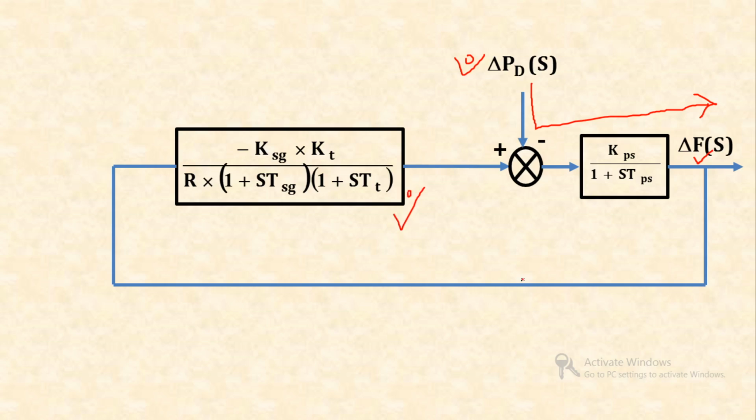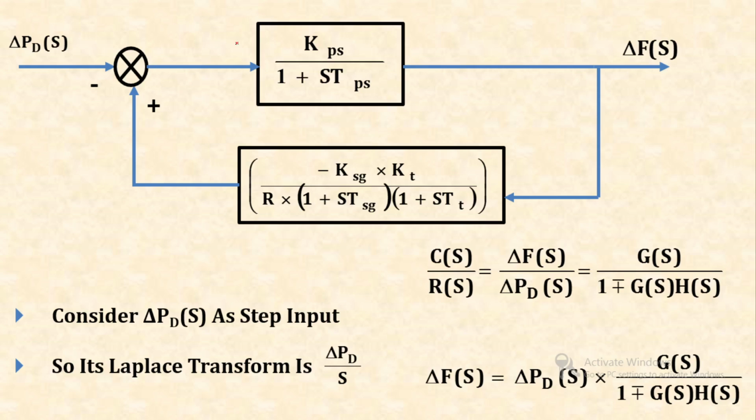So this is output and this is the input. So feedback is positive, input is negative for this particular case. So this is the simplified block diagram. So delta PD of S, that is the input which is negative, summing point, forward path, gain and output, and this is the feedback, positive feedback.